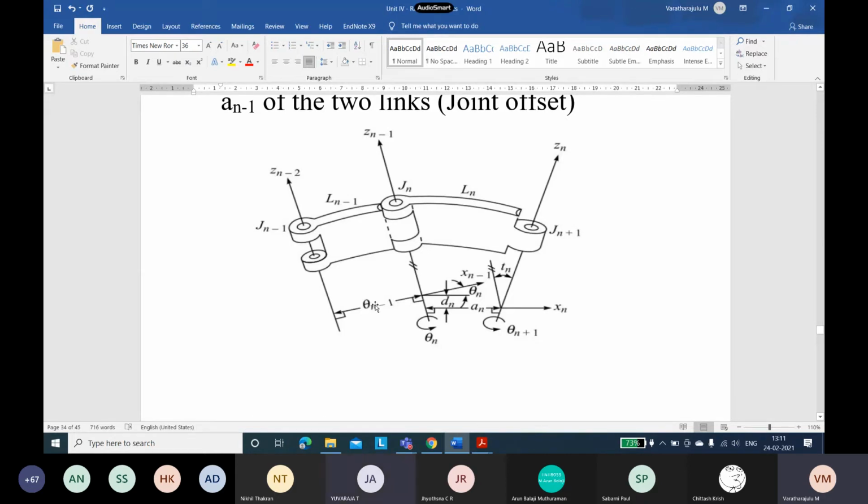Here a n minus 1. Here a n minus 1. In this particular axis there might be a rotation. That is what theta n minus 1.